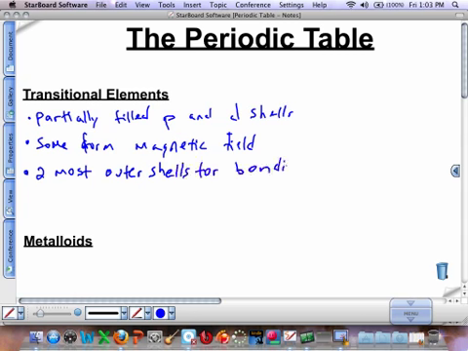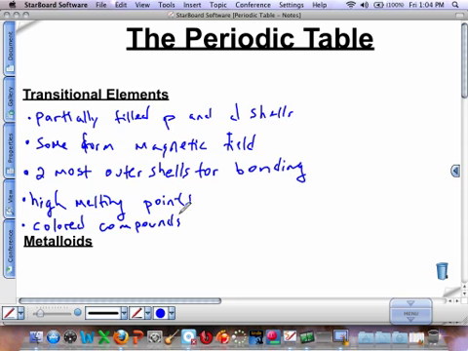They have high melting points. Okay. And they form colored compounds. And they form what? Colored compounds. Colored compounds? Yeah. That's interesting.